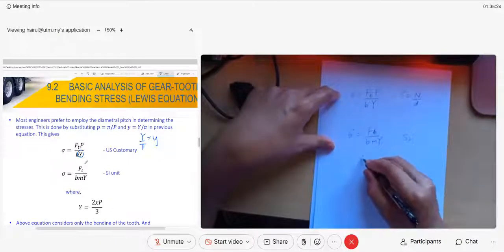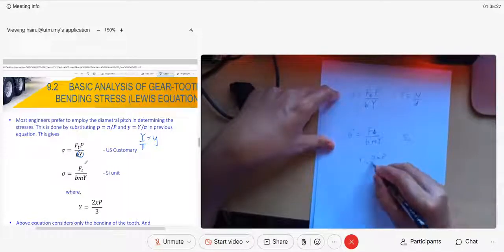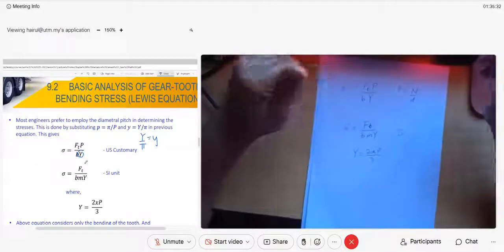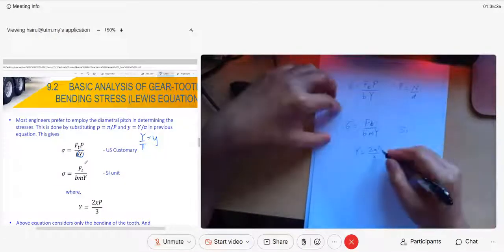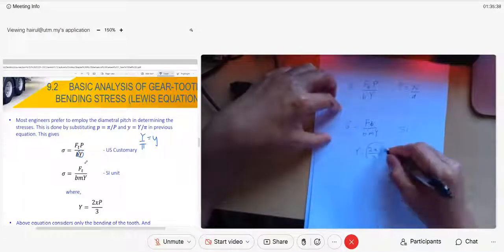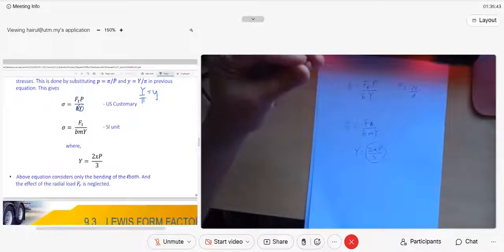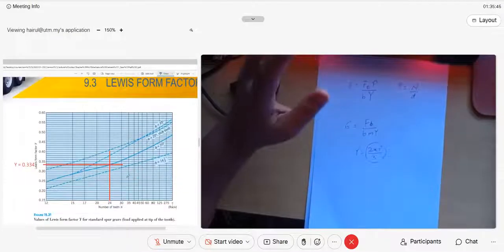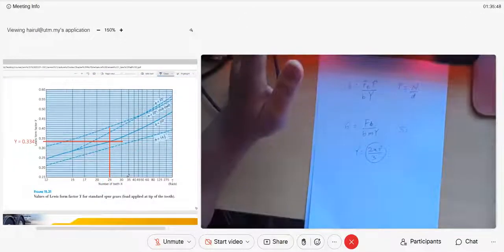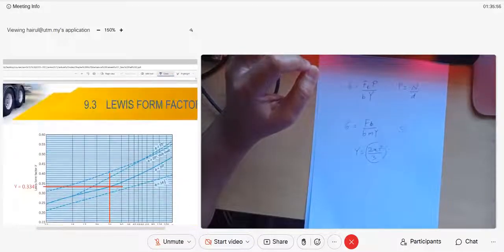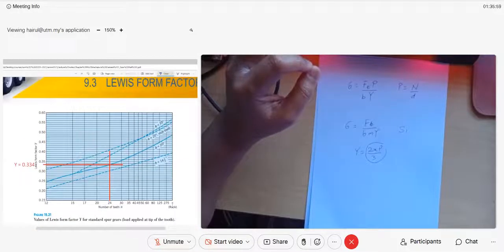So what is Y? Just now Y is 2xP over 3. The 2x comes from the ratio of the triangle x, and that is the Lewis form factor. Because the Lewis form factor is easy, they already set the table, so you refer to the Lewis form factor based on your gear tooth. If you look at your Juvinall textbook, chapter 15 on gears, figure 15.21, we have a table. This is what we call the Lewis form factor. You refer to the number of teeth of your gear, for example 34.